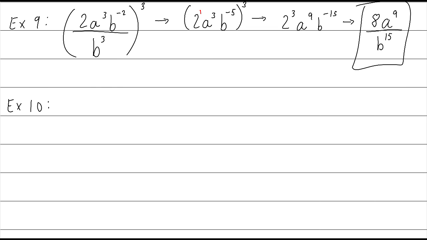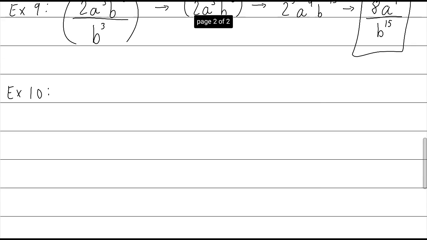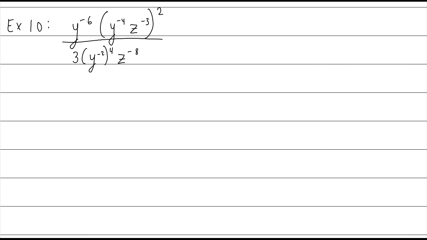Okay, here's probably the ugliest problem, so let's do that. Ugly problems are kind of fun sometimes. Okay, y to the negative 6th times y to the negative 4th, z to the negative 3rd, raised to the second power. Just kidding, that's not all. All over 3 times y to the negative 2nd, raised to the 4th power, z to the negative 8th. Okay, fun times, right?